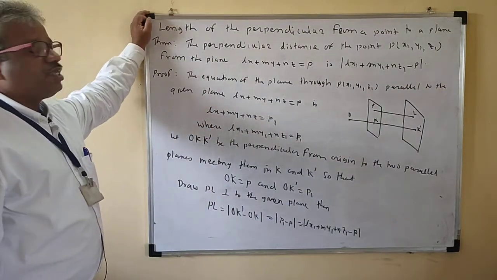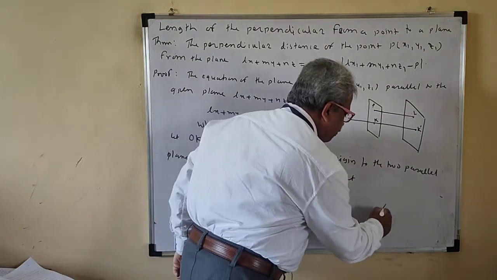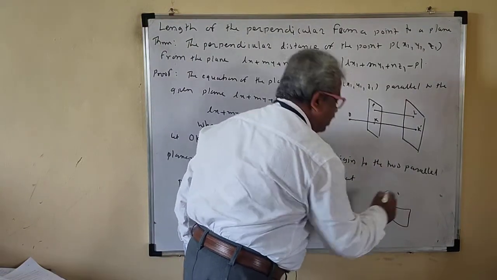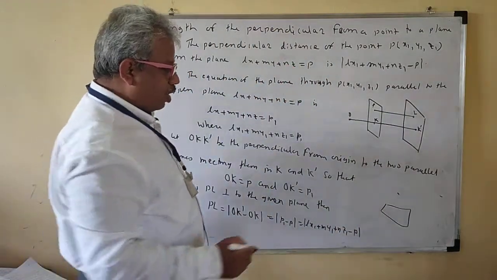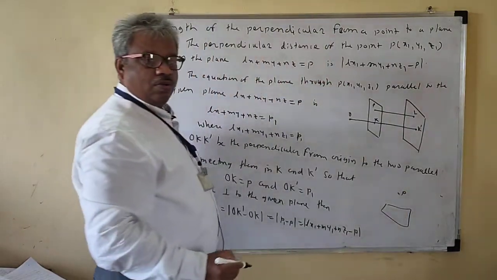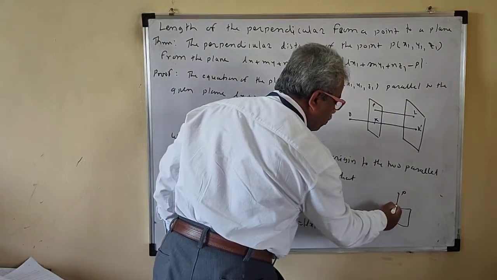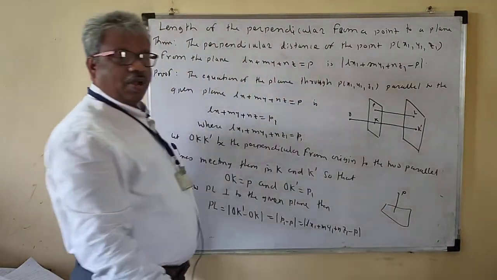Now we'll see how to find the perpendicular distance. Suppose we have a plane. This is a plane and the point is here. This is your P now. Whatever the plane may be, I want to find the perpendicular distance of a point from this plane.